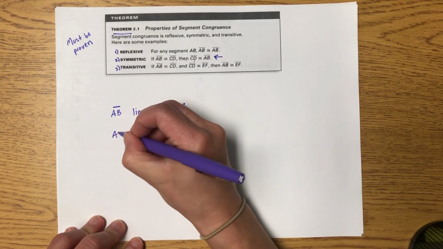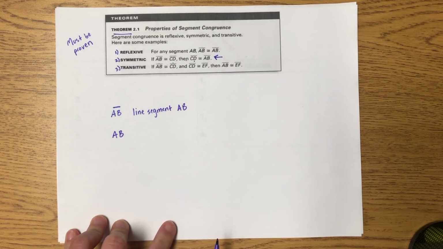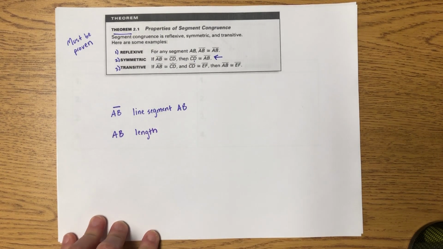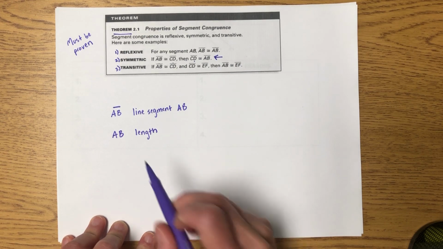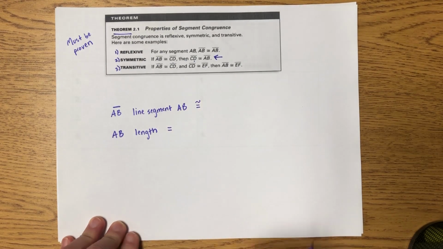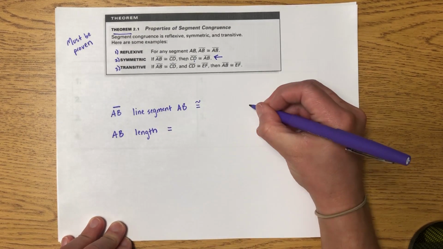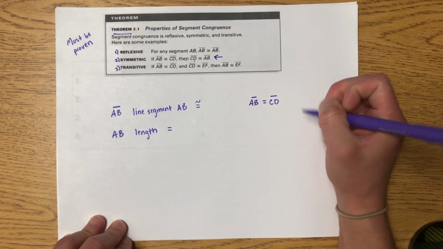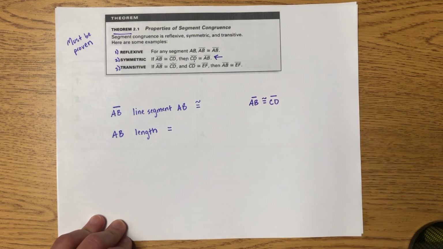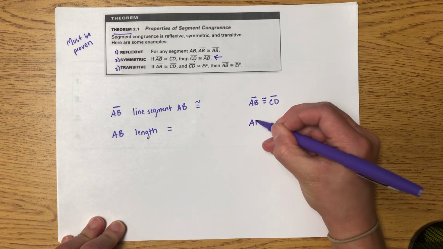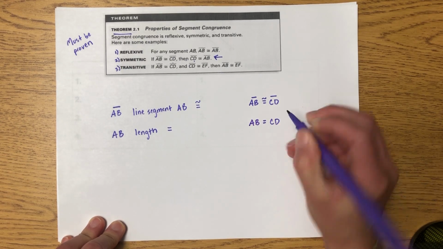And this, AB without the line above it, represents the length. Okay, so we have to make sure we're talking about the same thing. So this would be with congruency, and this would be using an equal sign. So if we said that AB, the line segment AB, equals the line segment CD, you can't do that. You have to make sure it has a congruent sign. Now if we're just talking about length, AB is equal to CD.